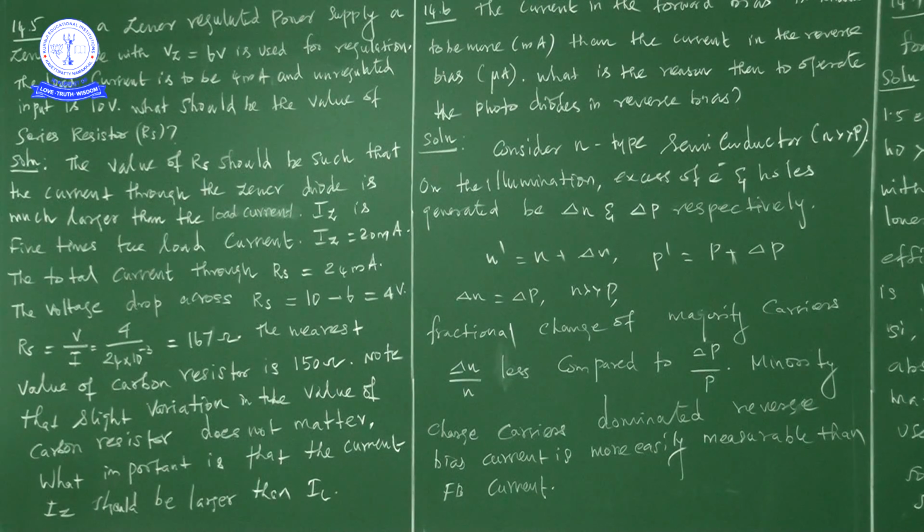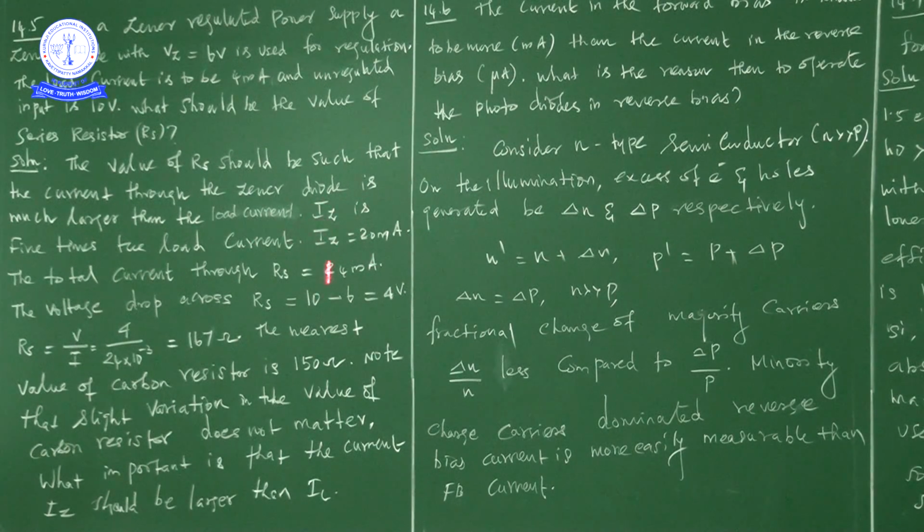So for this sum, we are taking the value of the Zener current as 5 times greater than the load current. You already know the magnitude of the load current is 4 milliampere. So 5 times greater means 5 into 4 is 20, so the value of the Zener current is 20 milliampere.